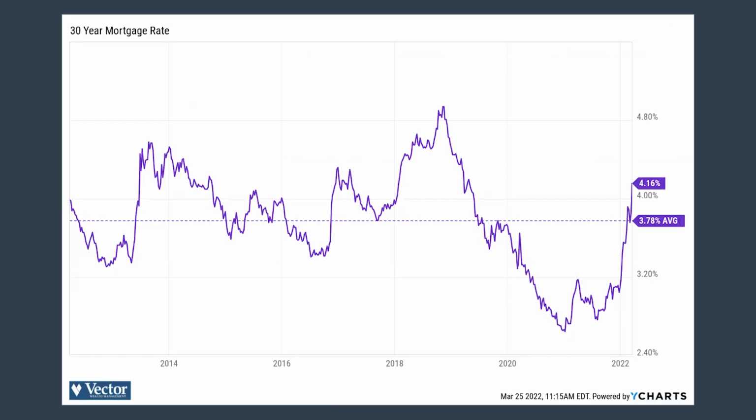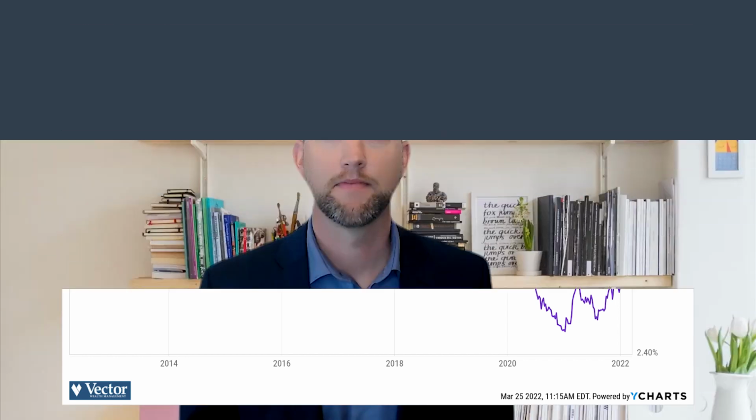If we zoom out, we find that over the past 10 years, mortgage rates have averaged about 3.8%, which is not far from the current levels. What you can tell from this chart, though, is that rarely have we seen mortgage rates stay at the average for any length of time, but rather swings back and forth as the market establishes the longer-term equilibrium.